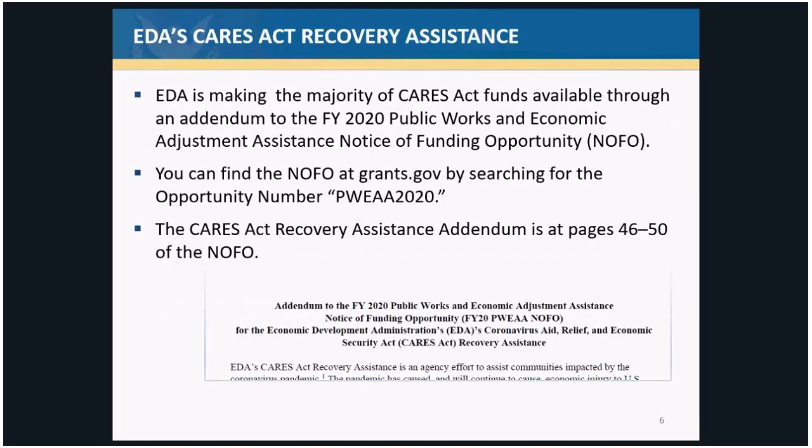So EDA is making the majority of the CARES Act funds available through an addendum to the fiscal year 2020 Public Works and Economic Adjustment Assistance Notice of Funding Opportunity. So there was already a fiscal year 2020 Public Works and Economic Adjustment Assistance Notice of Funding Opportunity, and the CARES Act funds will come in an addendum to that Notice of Funding Opportunity. You can find the NOFO by searching at grants.gov for the opportunity number, PWEAA 2020. That's on your slide. And the CARES Act Recovery Assistance Addendum is at the bottom of that NOFO at pages 46 through 50. Those are the last 4 or 5 pages of the NOFO.